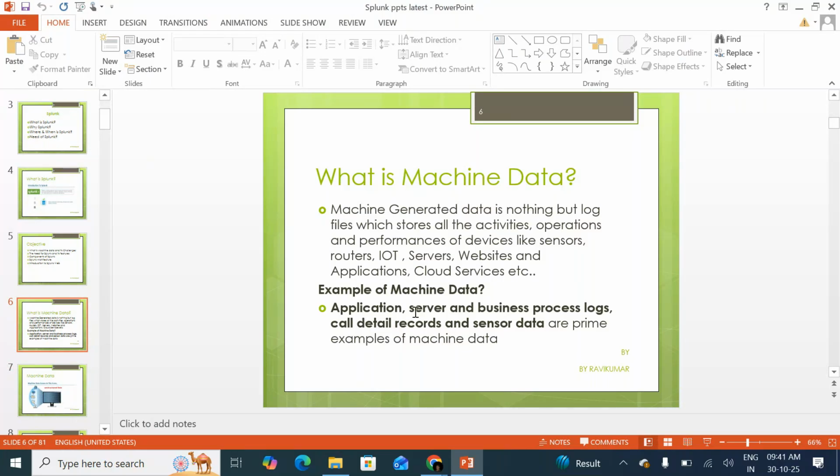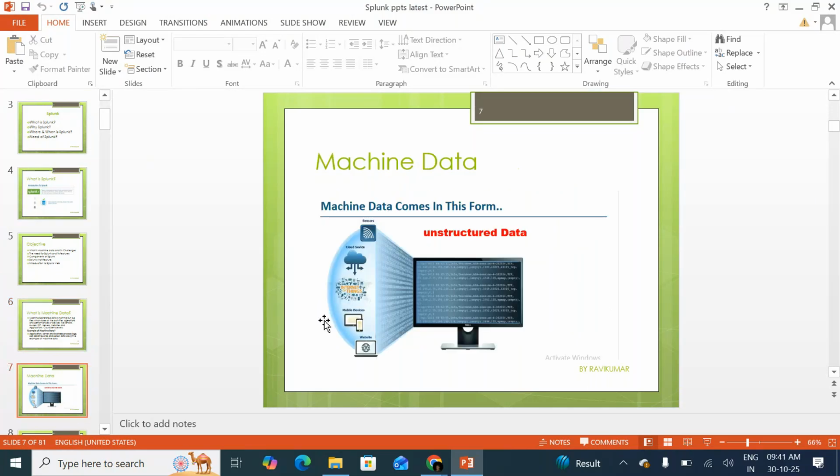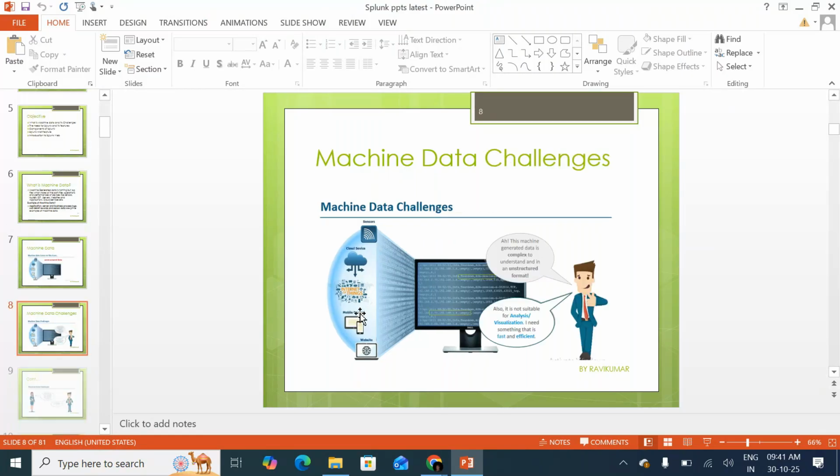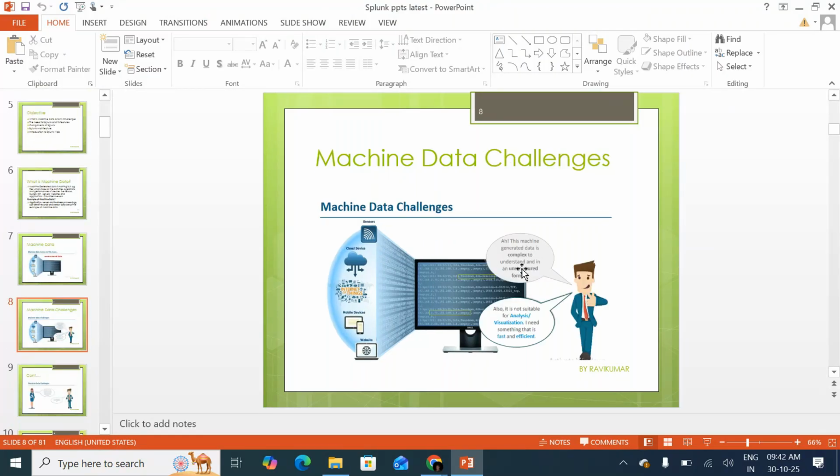Examples of machine data are application logs, server logs, and business processing logs. Call detail records and sensor data are the primary examples of machine data. Machine data is in an unstructured format. Sensors, routers, IoT devices, cloud services, mobile devices, whatever it may be, all generate data based on their activities, operations, and performance. That will be unstructured. This unstructured data is complex to understand and not suitable for analysis and visualization.